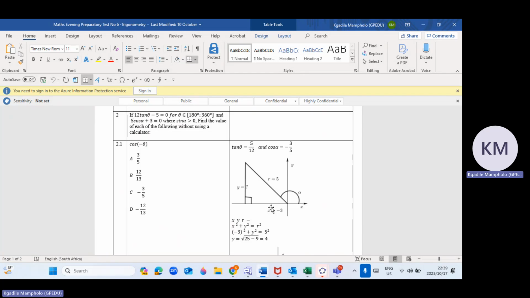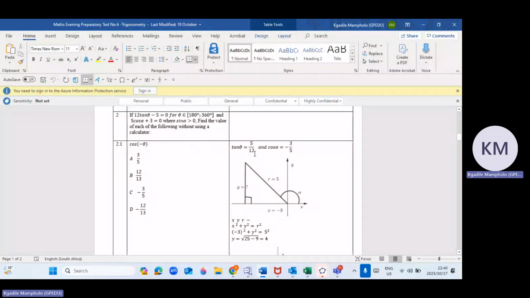The other one which says 5 cos alpha plus 3 equals 0. If we make cos alpha the subject of the formula, the cos alpha will be minus 3 over 5. If it's minus 3 over 5, you say, where is cos negative? Cos is negative in the second and the third quadrant. But let's check the restriction. Restriction is not always given as an angle; it can be given as another ratio, where sine alpha is greater than 0.